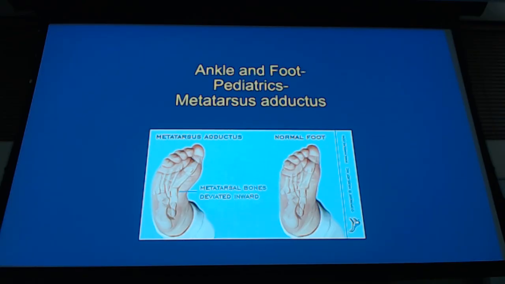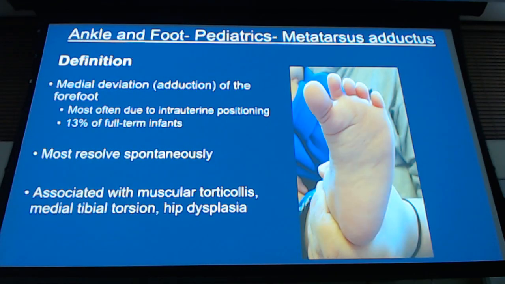Metatarsus adductus, metatarsus abductus. Now you can find these, it says we have it here in the pediatrics, but it can also occur in adults as well, right? What is that? It is medial deviation of the forefoot. Medial deviation of the forefoot. As the name suggests, it has to do with the metatarsals, right? And the metatarsals are in the forefoot.